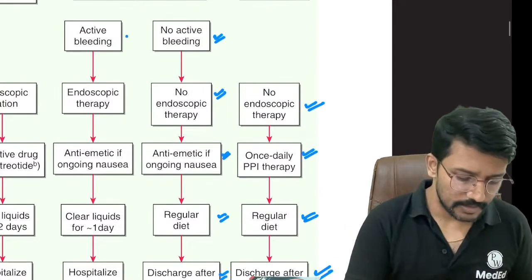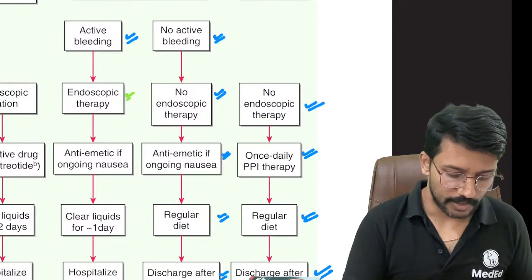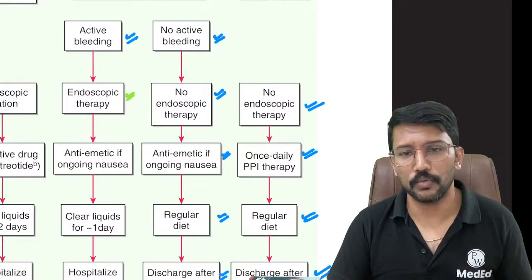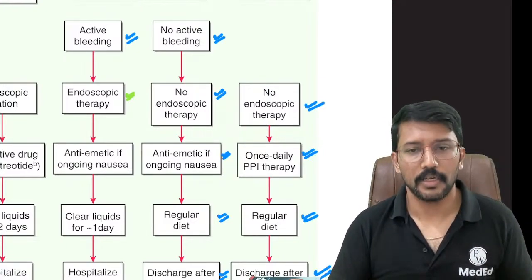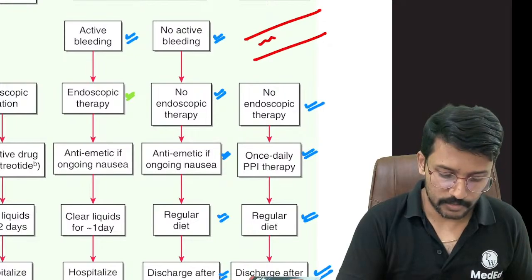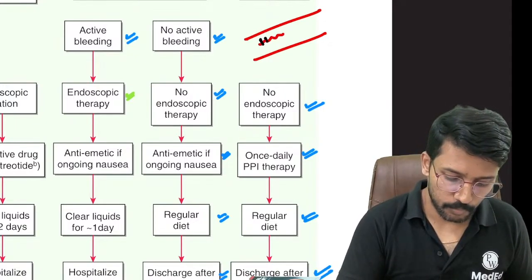Okay. If there is active bleeding, we might require endoscopic therapy, which accounts for less than 5% of patients of Mallory-Weiss tear. What we do if there is active bleeding, we put staples, right? Let me say this is the esophagus, and there is a small tear here. So around the tear, we put staples.